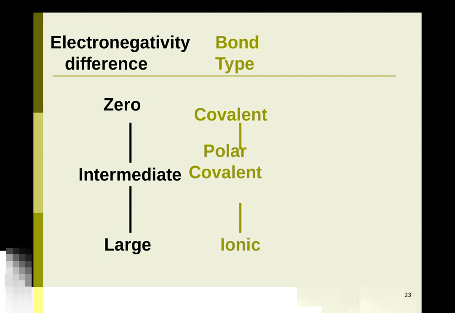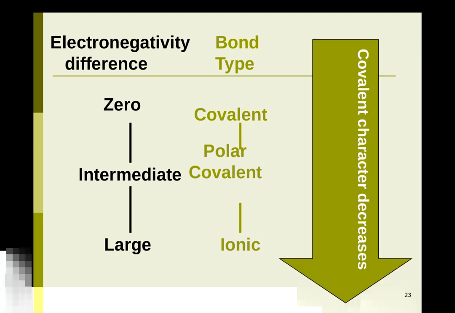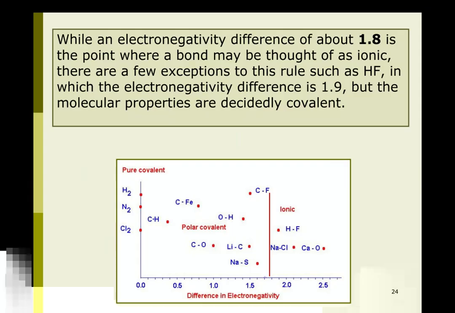And then the larger the difference, the more likely it's going to be ionic, where one atom will literally steal the electrons from the other atom and form ions, a different sort of relationship with each other. So we get our covalent character decreasing as the difference between the two electronegativities increases. So this chart can help you to see the difference between ionic and covalent compounds on a spectrum of difference in electronegativity.